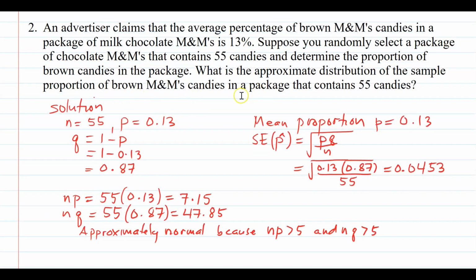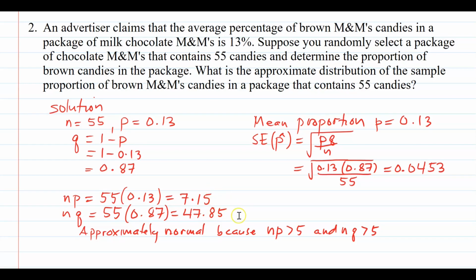Now, in this problem, we are given that in every package, there's 55 candies, so our n is 55, and the percentage of brown candies inside each package is 13%, so p is equal to 0.13. So from here, we can calculate the q. Our q is equal to 1 minus p. So 1 minus 0.13, and this is equal to 0.87. So q is 0.87. So n times p is equal to 55 times 0.13, and this gives us 7.15. Our nq is equal to 55 times 0.87, and this is equal to 47.85.